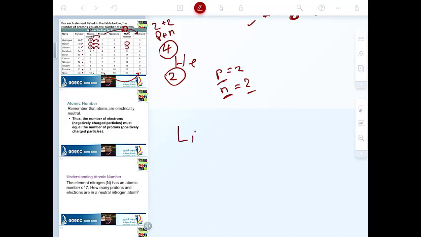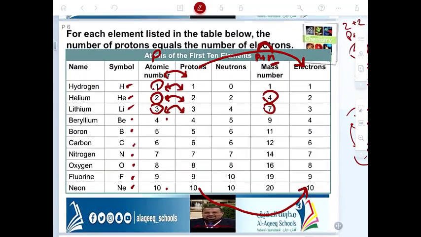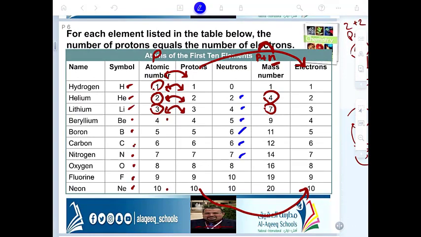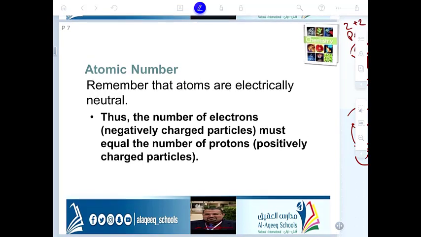Look at lithium, atomic number is 3, but mass number is 7. Protons equal 3. Neutrons, very quickly subtract: 7 minus 3 is 4. So we can say the number of neutrons does not equal the number of protons. Not every time is the mass number double the atomic number, and not every time do protons equal neutrons, sometimes yes and sometimes not. This is the mass number. For this reason, we have something called isotope. I will tell you what is meant by isotope afterward.